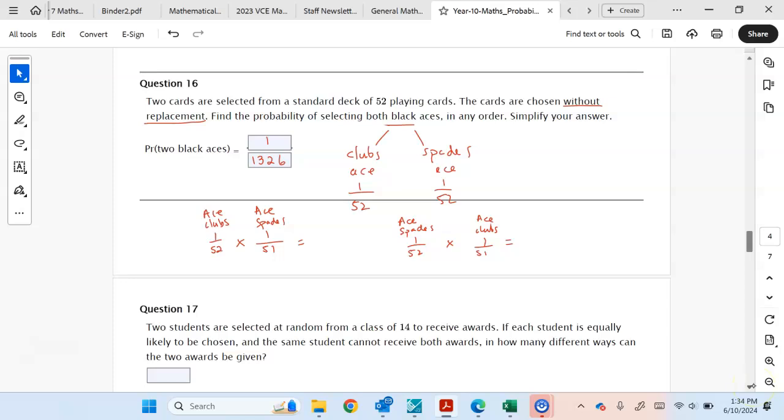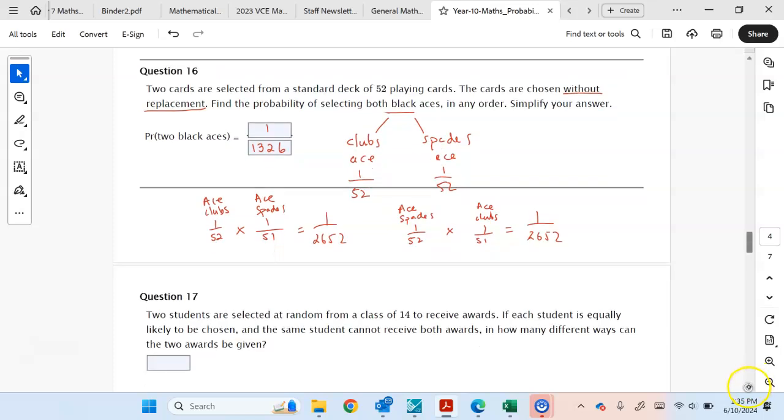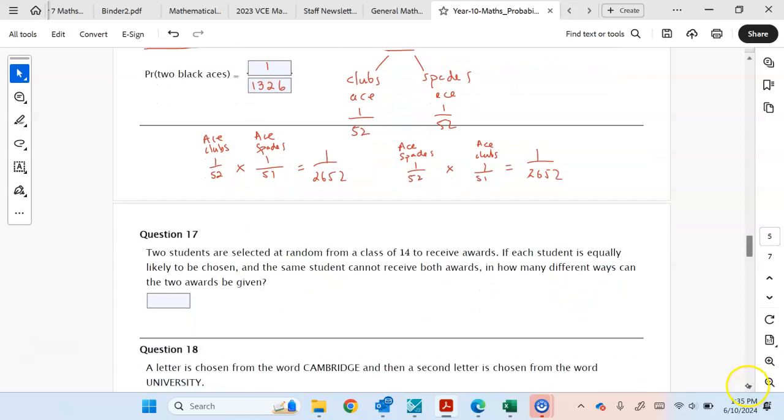So let me just finish this. So 2652, 2652. So adding them together gives you 1 over 1,326.